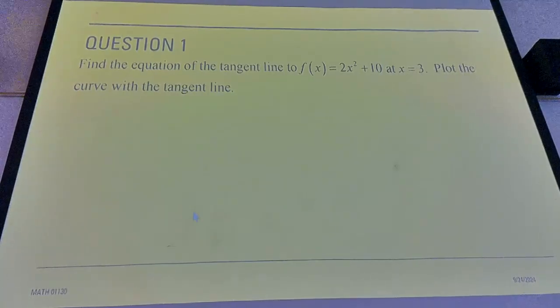So if we're going at the point x naught, what is y naught if we're given a function f of x? F of x naught, right? Oh, but wait a minute. We're talking about the tangent line. For my sanity, I'm going to use A.